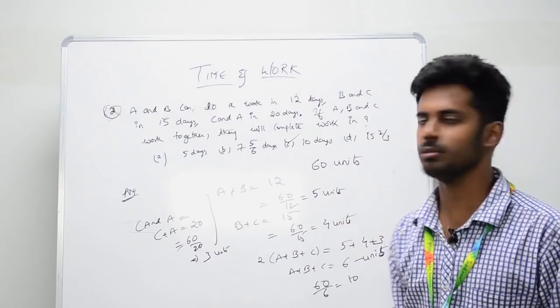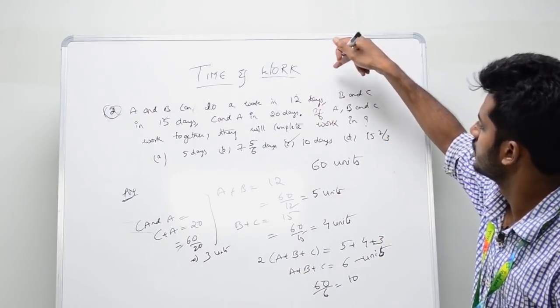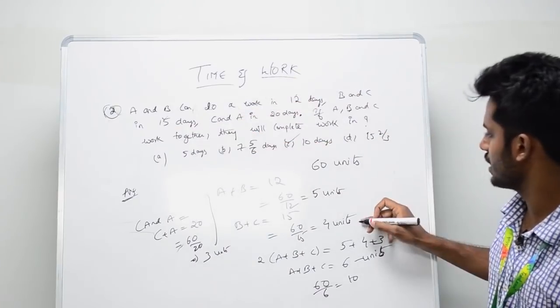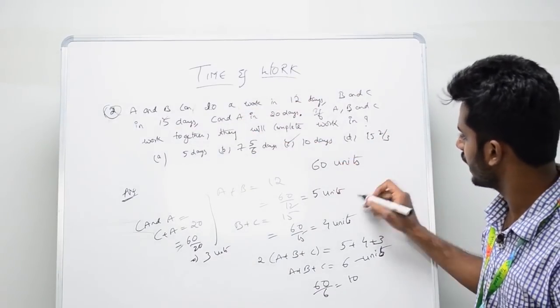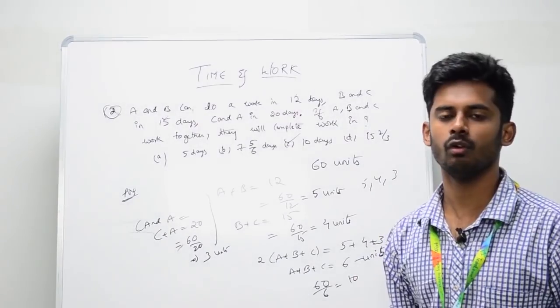So when you are in a competitive exam, you just see like 60 by 12, okay, 5 units. 60 by 15, okay, it is 4. Like this, you will directly come to 5 and 4 and 3, and then you will come to here. So that is how you gonna solve this.